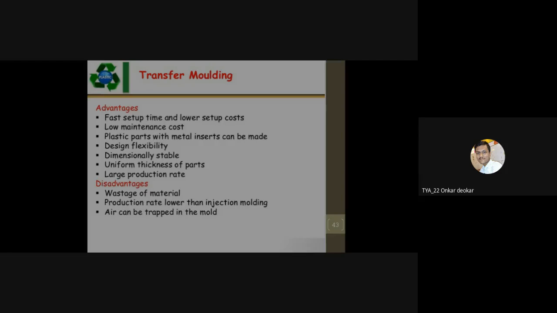Wastage of material. I told you, here we have seen the sprue, extra material which is not going to be a part of the final component, so this wastage will be there. Production rate lower than the injection molding. Not compression molding. Obviously, injection molding is a very fast process because of this rotating type barrel. Getting it?